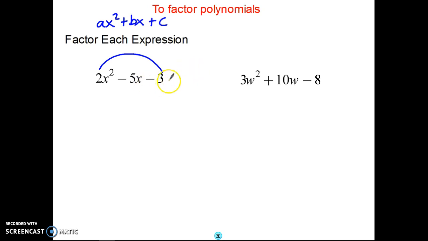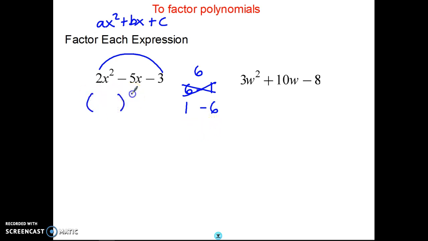But since the last sign is negative, I know the factors of 6 need to differ to be negative 5. Well, 6 times 1 gives me 6, and since they need to differ, 6 minus 1 is positive 5. So I don't want that. I want 1 minus 6. Good. So those are the factors that are going to work.